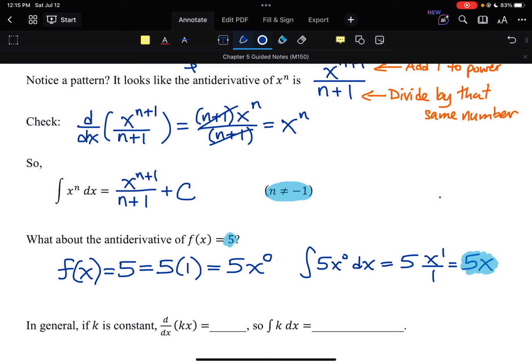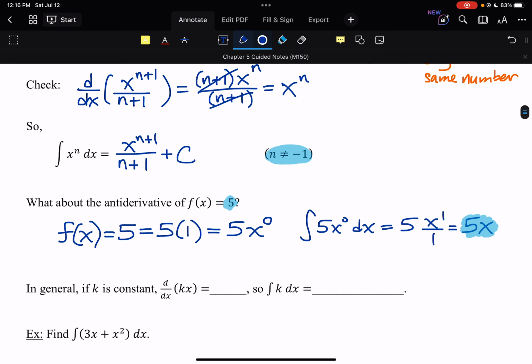And if you think about it, if we took the derivative of 5x, what happens? The x turns into a 1, and we're just left with 5. So this is the undoing of that derivative process. So in general, if k is a constant, the derivative of k times x is k, so the antiderivative of k is kx plus c. Okay, so plus that constant of integration.